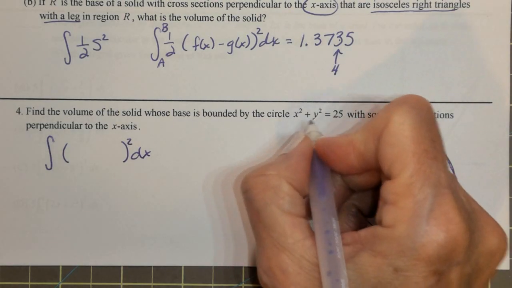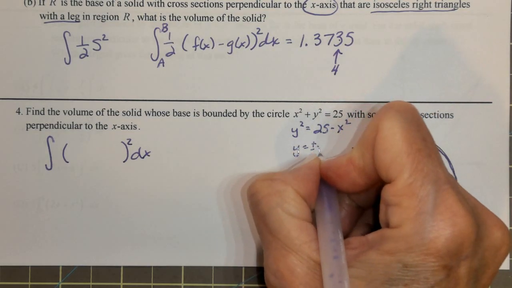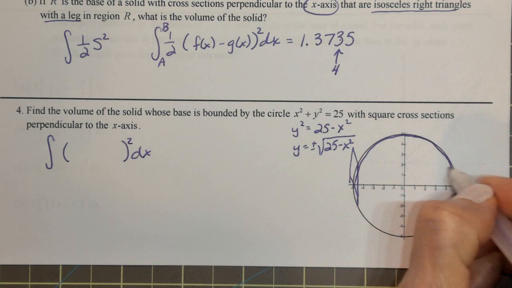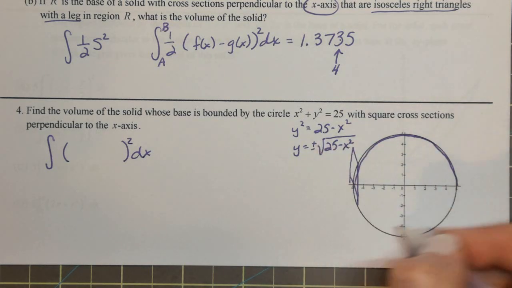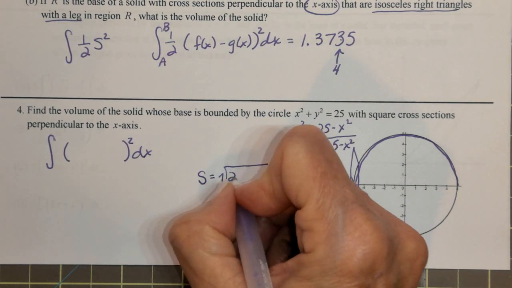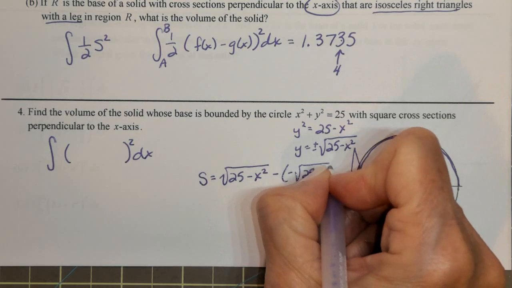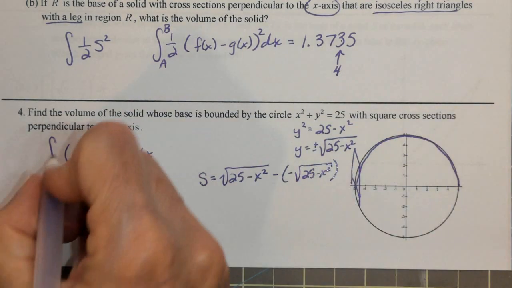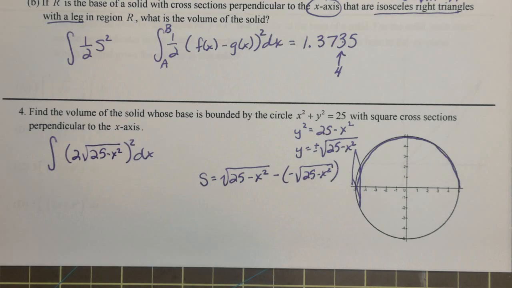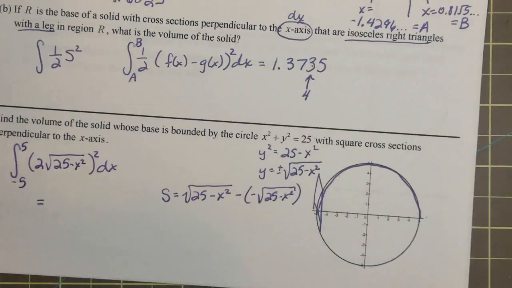If we take this and solve for y, we'll get plus and minus square root 25 minus x squared. The positive square root is the top half. The negative square root is the bottom half. So s here is top minus the bottom. That's what s is. So s is 2 square root 25 minus x squared. We know our boundaries are going from -5 to 5. So that's how we would do that one.